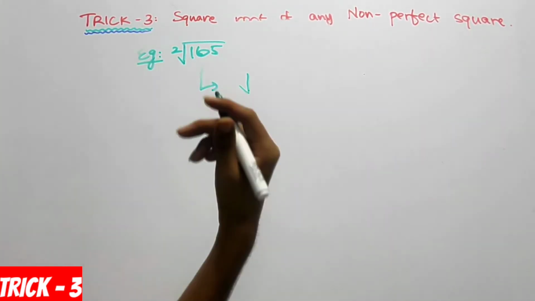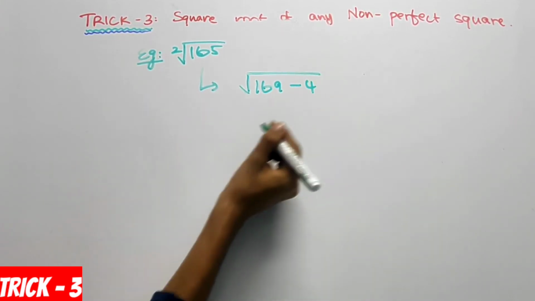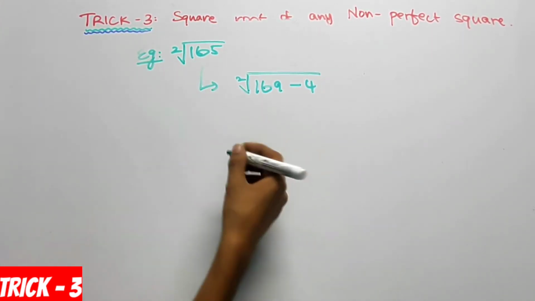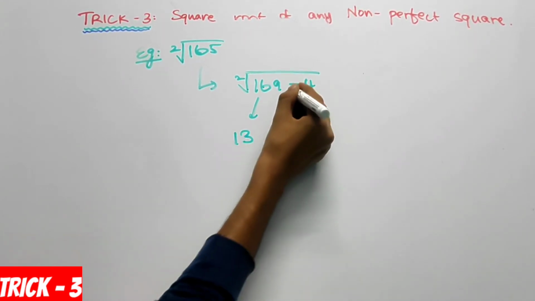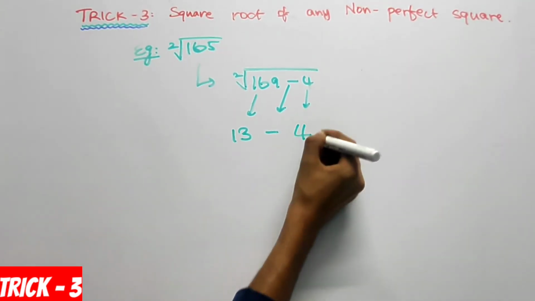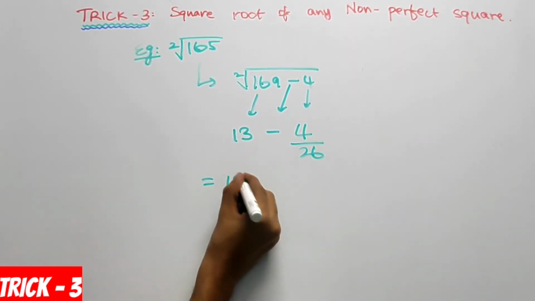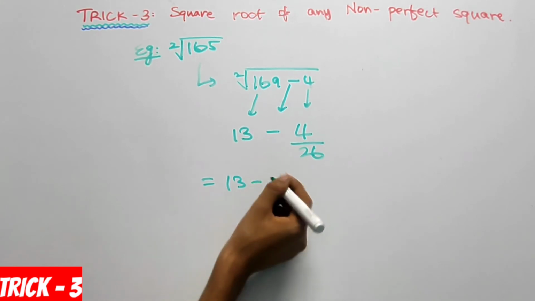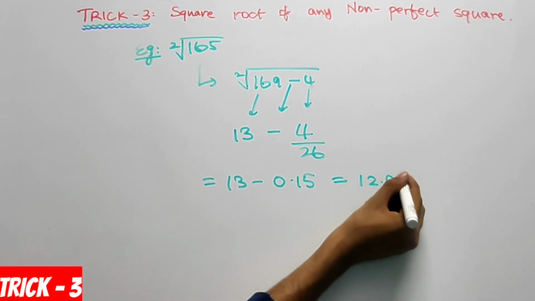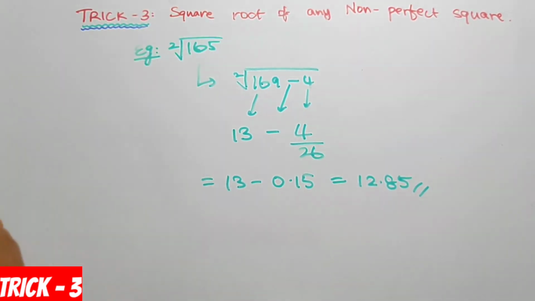Now what we have to do is represent the number 165 in terms of its nearest square number. So the nearest square number which is close to 165 is the number 169. So 165 can be represented as 169 minus 4. Now take the square root of 169, which is 13, bring the negative sign down, bring the 4 down, as well as introduce a division sign. Now for the denominator, simply multiply 2 by 13, which will give us 26. Now 13 minus 4 by 26, 4 by 26 will have an approximate value of 0.15. Now 13 minus 0.15 will give us the value of 12.85. Now this is an approximate value, and check the calculator for the exact values.